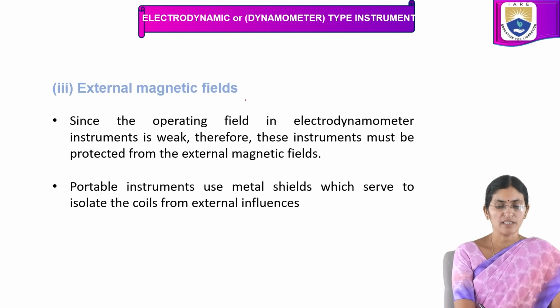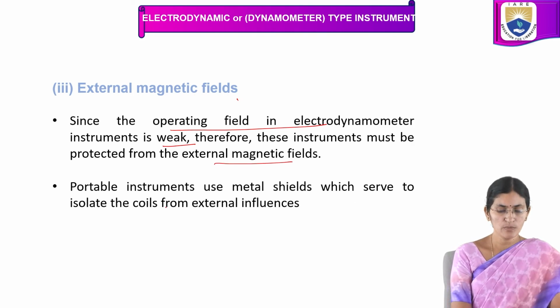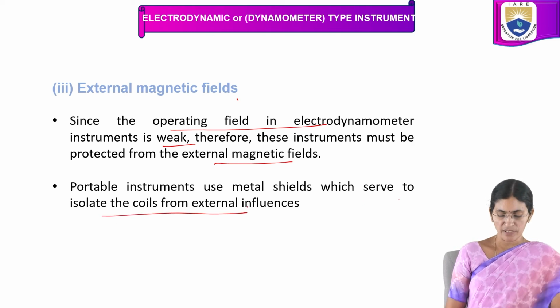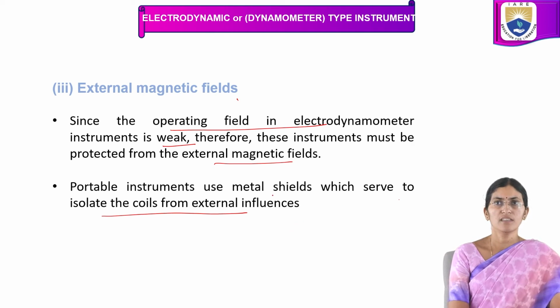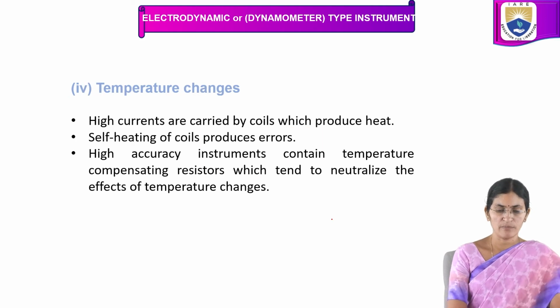Next, external magnetic field. We know that the operating field in dynamometer type instruments is weak. Therefore these instruments must be protected from external magnetic fields. Portable instruments use metal shields which serve to isolate the coils from external influences. So we need to use external metal shields. Laminated steel shields are used to protect the equipment from external magnetic fields.